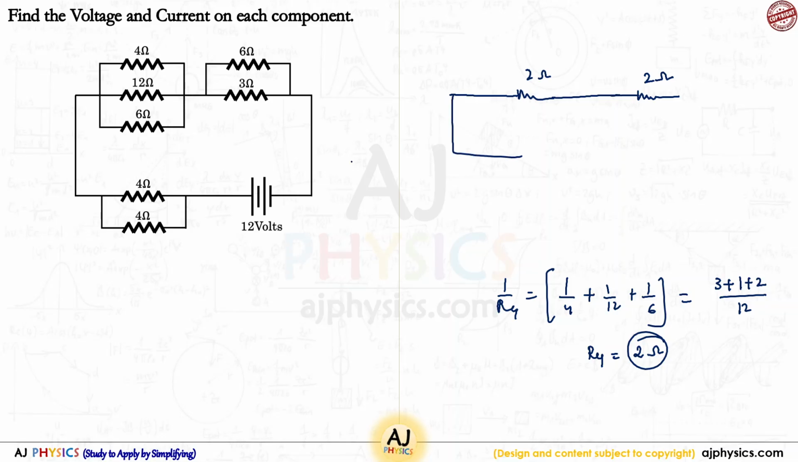And then you have the last one. This is also, I think, 4 and 4 in parallel. So that will be 2 ohms.